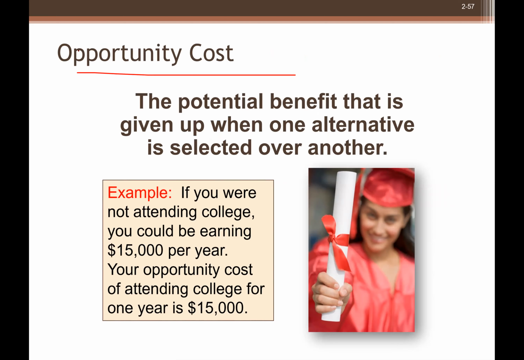Now the opportunity cost. So opportunity cost is the cost of the foregone alternative, or the potential benefit that is given up when one alternative is selected over another. For example, if you were not attending college, you could be earning 15,000 per year. Since you joined this college, you forgo 15,000. So that 15,000 is the opportunity cost. Okay. Any question regarding this opportunity cost?